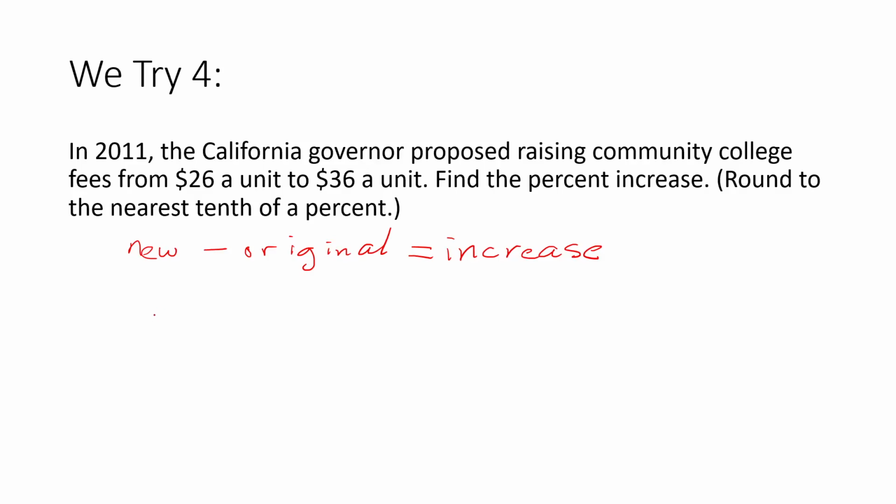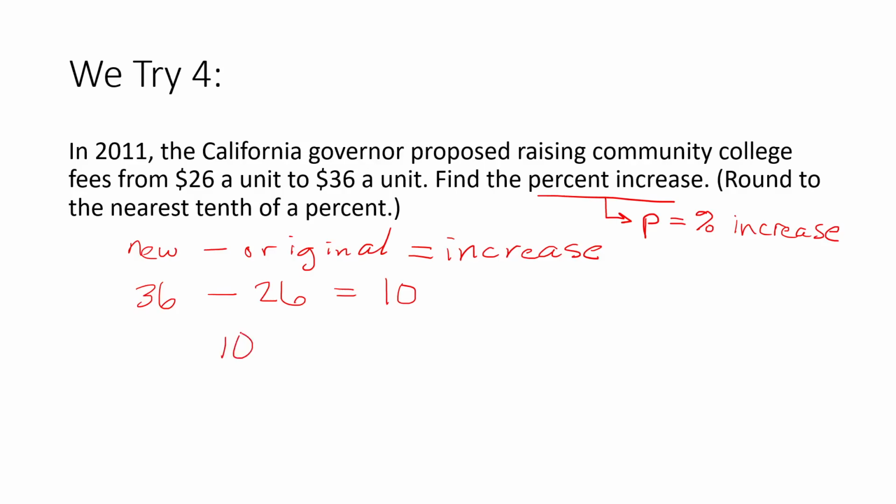You say, well, that's of course pretty obvious. So all we have to say is, what was our increase? Well, our new amount is 36. Our original amount was 26. That means that our increase was $10. We went up $10. Now we want to find the percent increase. I'm going to use P again to represent that percent increase. So what I'm asking is, 10 is what percent times 26?